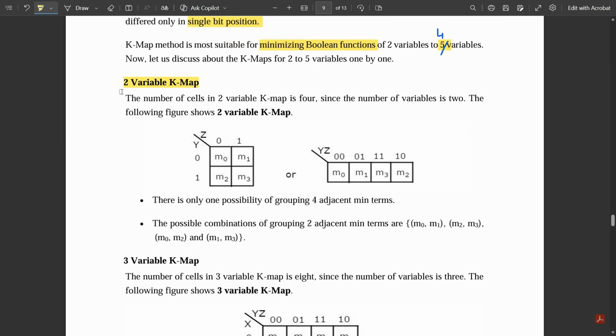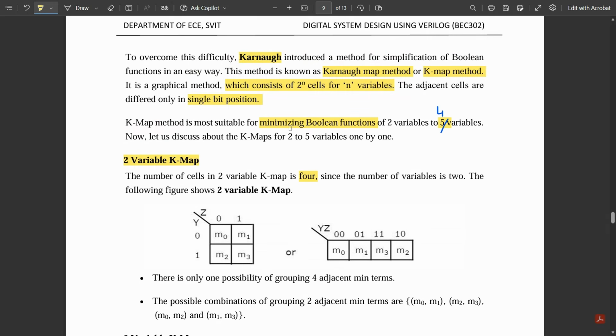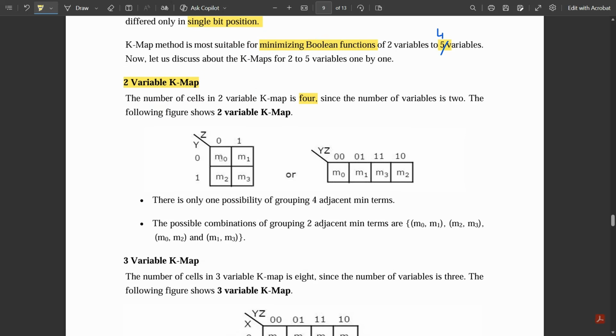You see here, the number of cells in a 2 variable K-map is 4, because it is a 2 variable K-map, so 2 to the power n cells. If you have 2 variables, 2 to the power 2 is 4. So you would have 4 cells here. As you see here, it is kept in a square like this, 4 cells for a 2 variable K-map. So that's why it is 4, since the number of variables is 2.